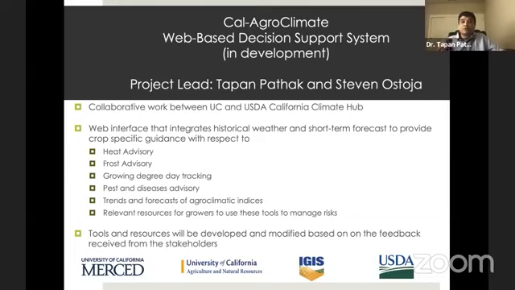And then we try to make it more crop specific. But more importantly, we don't want to make it in a silo and just say, okay, we have this product for you to use. We really want to engage this ag community and work with them to provide information that is more customized to their needs.